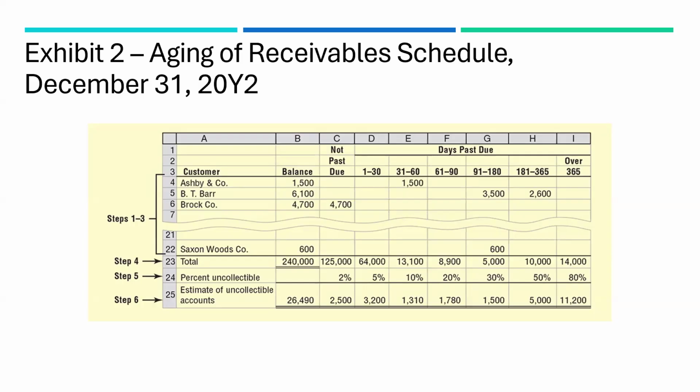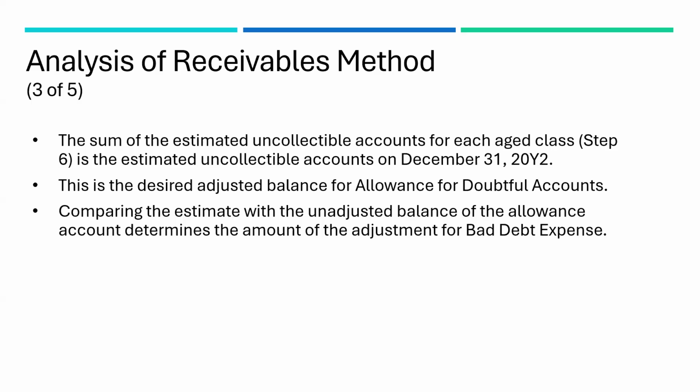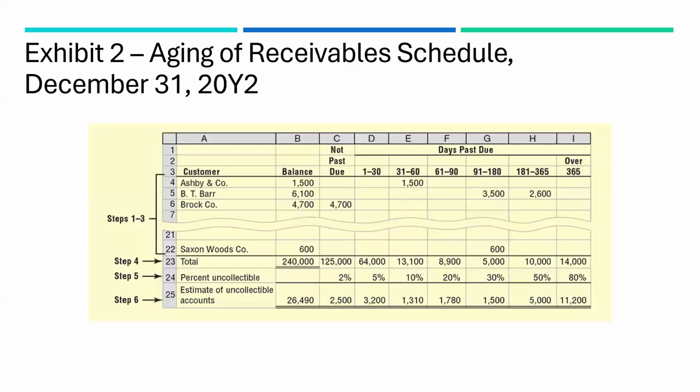So then when we create our estimate of uncollectible accounts, we add up all of the percentages for all of our buckets, and we get our estimated uncollectible accounts of $26,490. And the key to this is that this $26,490 is not our bad debt expense for the year. This is what we want the allowance for doubtful accounts to be at the end of the year.